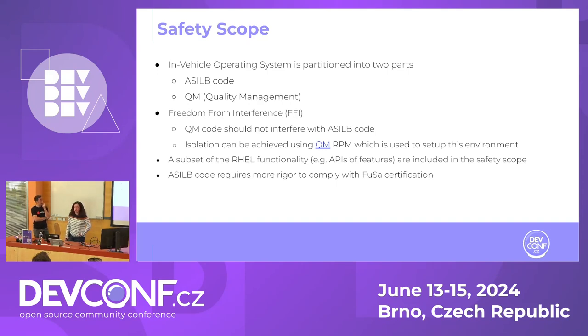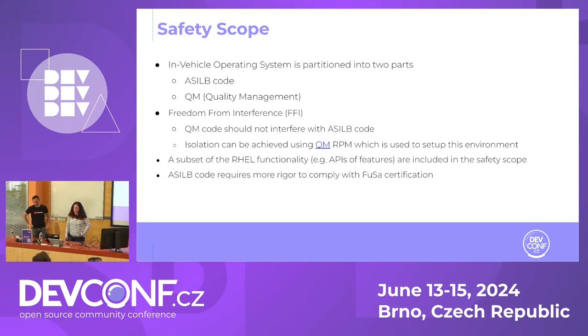So we need to ensure that we have separation between these two entities. We need to ensure that QM code could not interfere with a supporting safety-related function or process. So to do that, we have isolation set up using one of our automotive-specific RPMs called QM. So this sets up a containerized environment to be able to achieve this isolation.